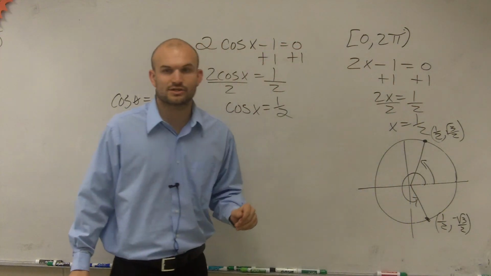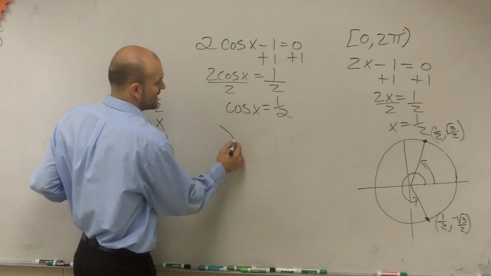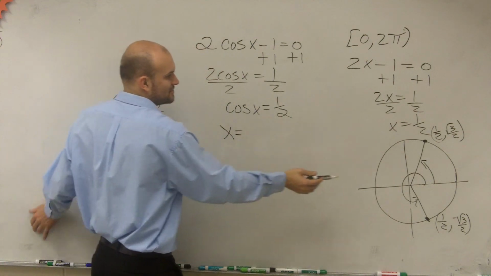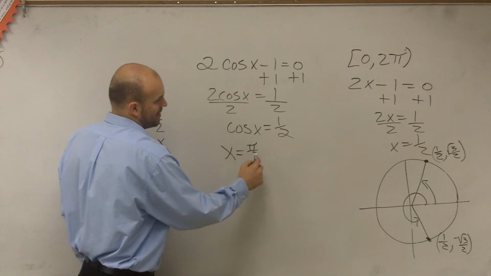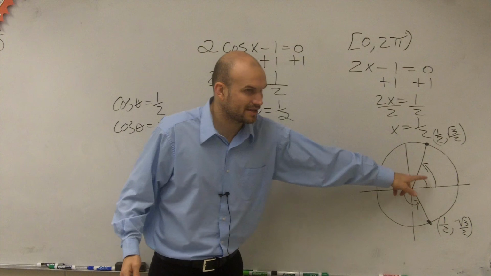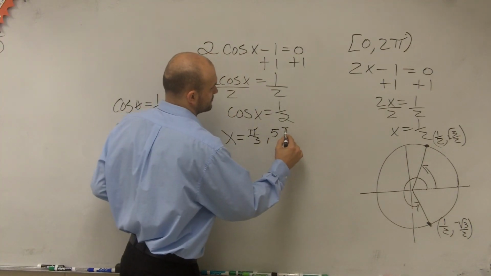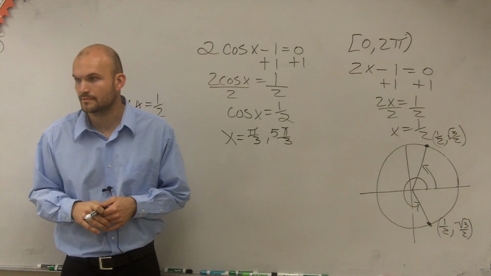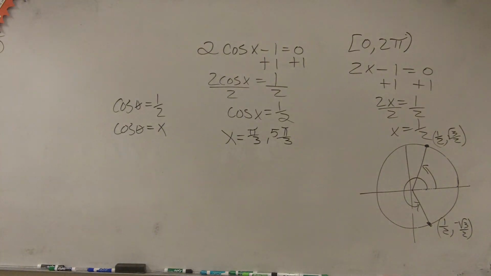Now, the main important thing is understanding what are those two angles, right? Well, therefore, you could say x within the range of 0 and 2 pi, x is going to equal this angle, which is pi over 3. This is by knowing your unit circle. And then this angle over here is going to be 5 pi over 3. Okay? That's it. So you just need to make sure it falls within the range.